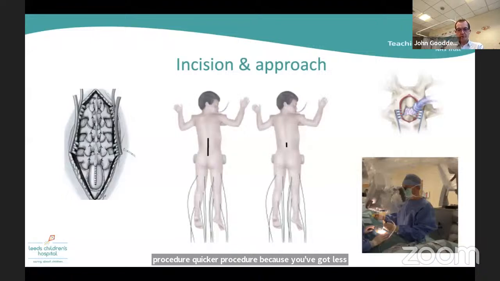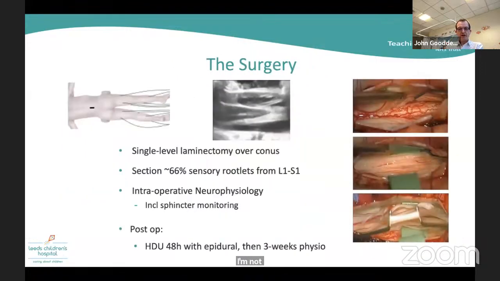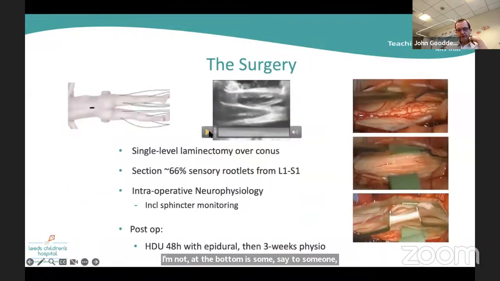And that photo at the bottom is some photo someone took of me doing my first one. So during the surgery, I don't know if this, yeah, last time I tried doing this video, it didn't work as well.